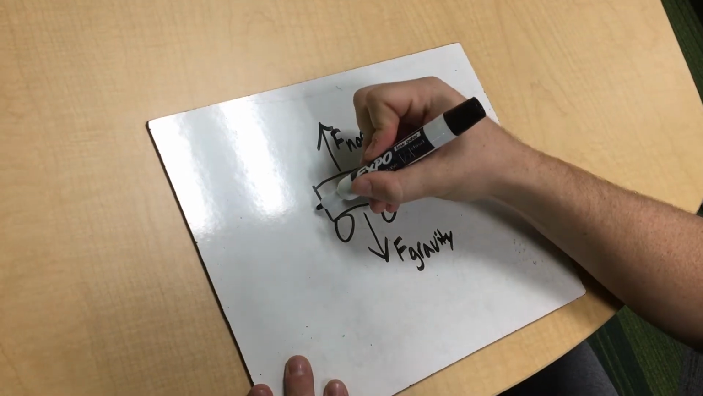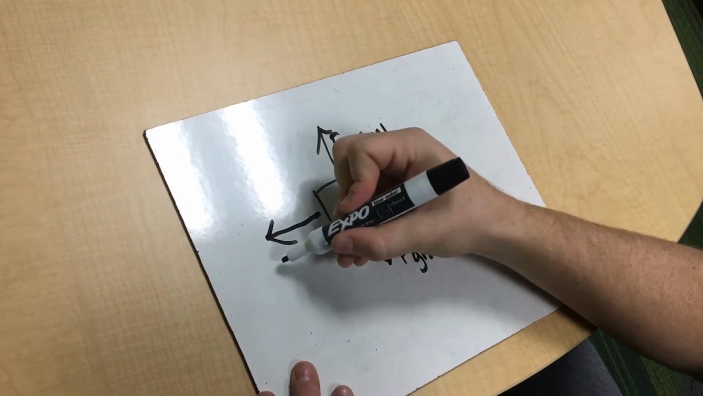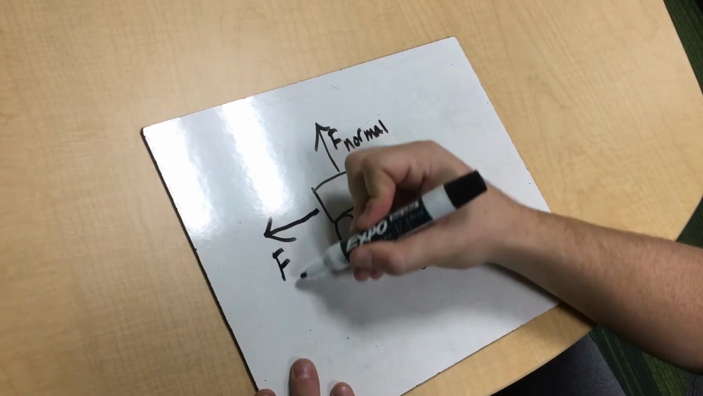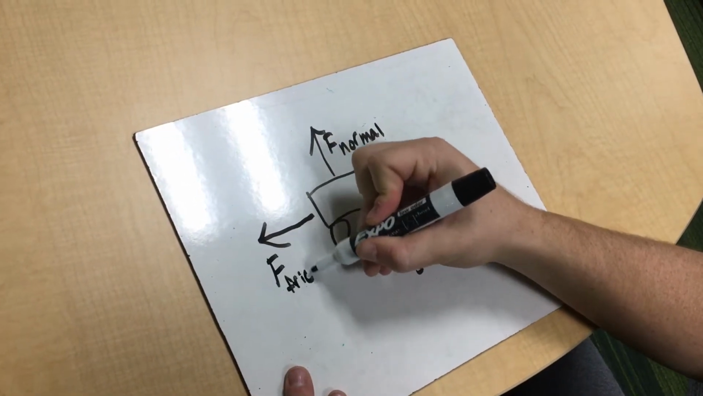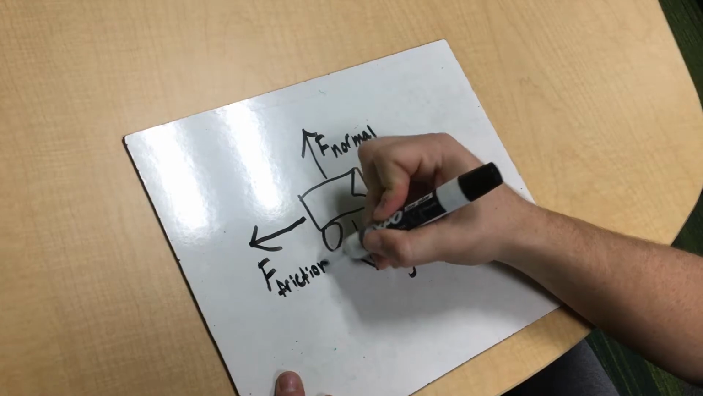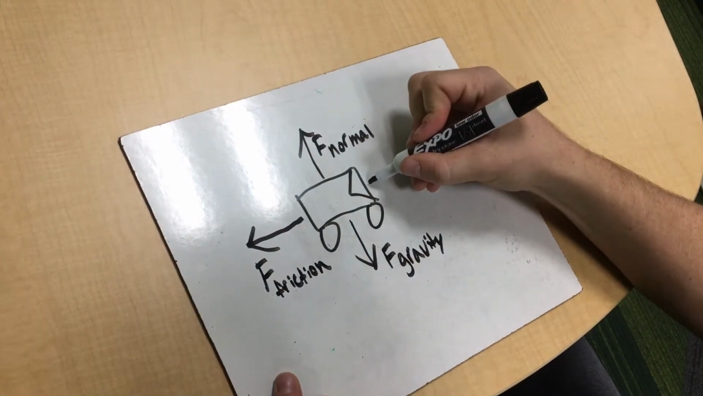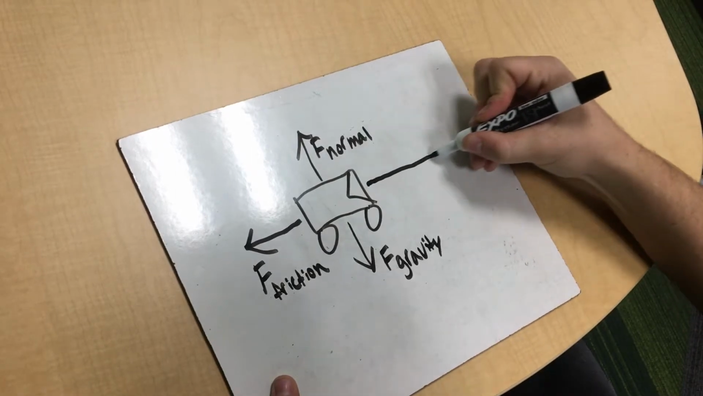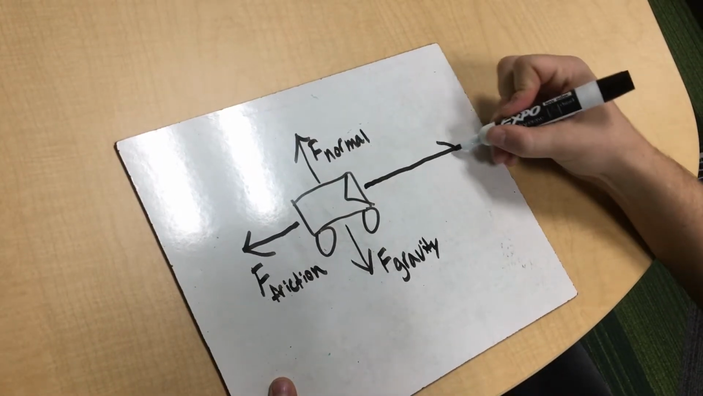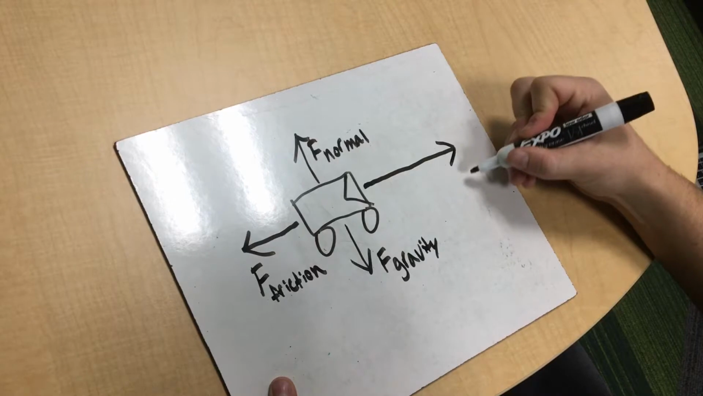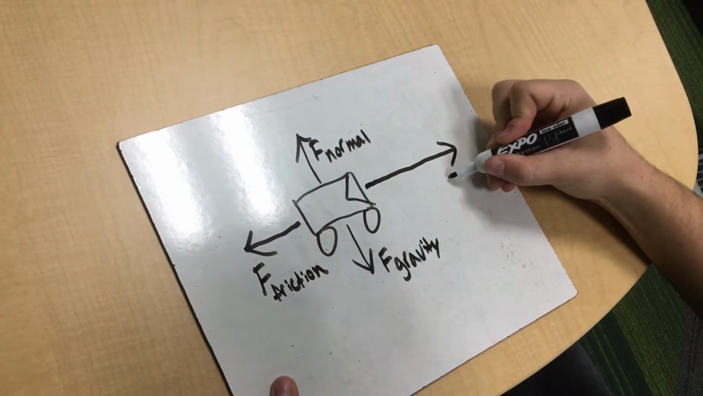Now let's make another scientific diagram to show the forces acting on this car. We already know to add arrows for gravity and normal force, but what about our other forces? Well, since our car is moving toward the right, the force of friction is acting in the opposite direction. We will make this arrow similar in size to the normal and gravitational forces.